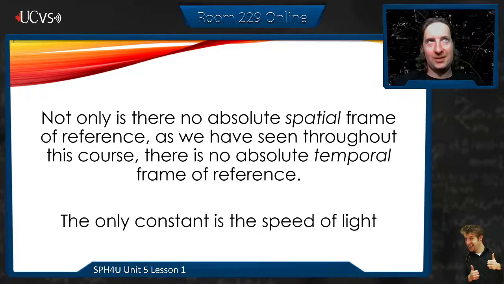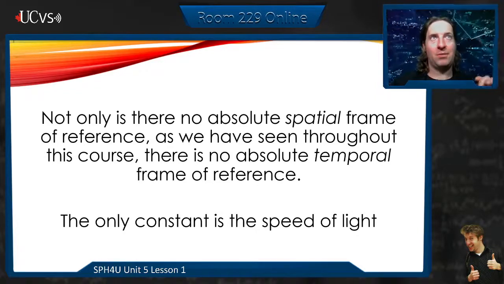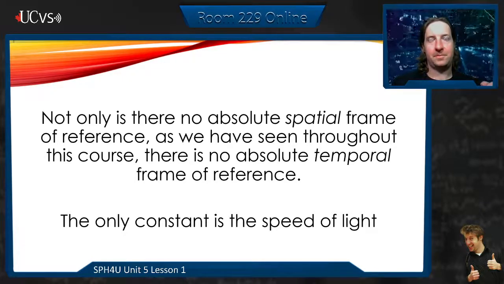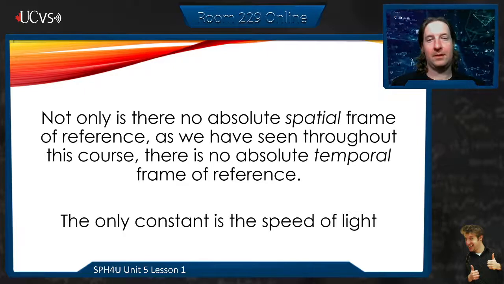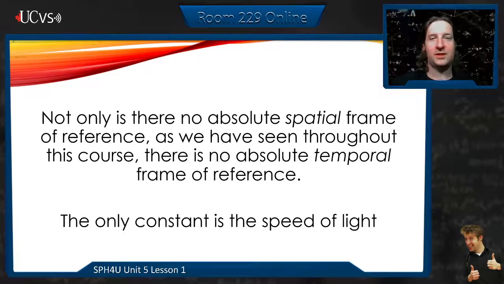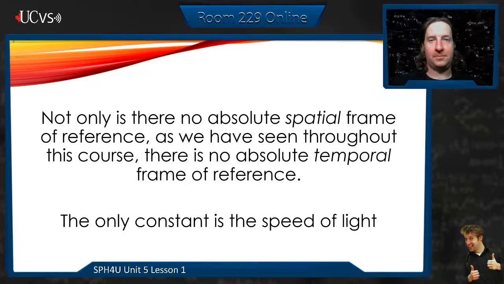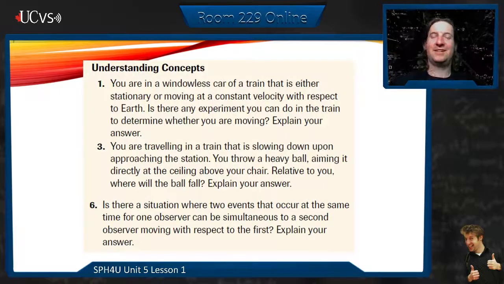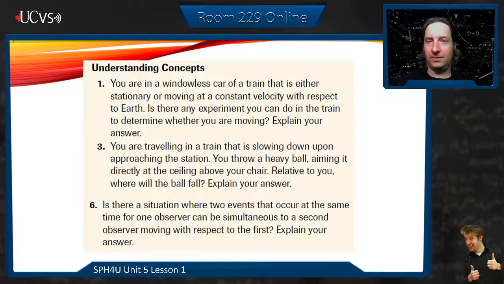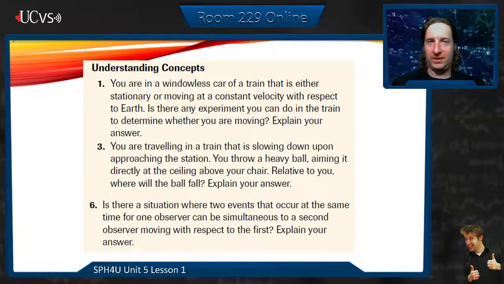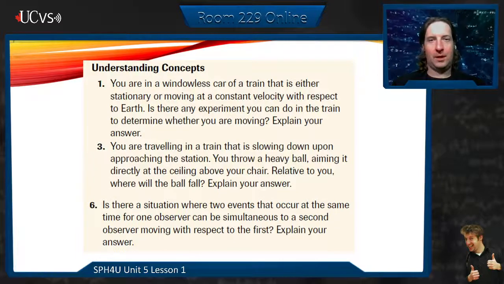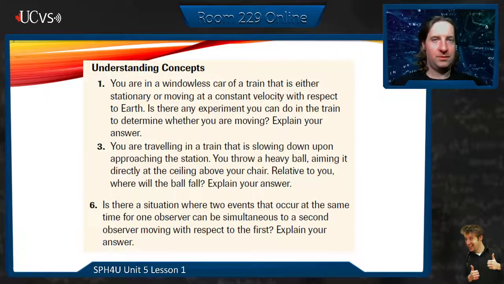Not only that, there is no correct temporal frame of reference. The only constant is the speed of light. The only constant in the universe that we can say, the only thing that we can have absolute confidence in, is the speed of light. All right? So now, your brain probably hurts a little bit. You're going to have to watch this over and think about this. There's no mathematical questions for this unit. There's only 3 sort of thinking problems.